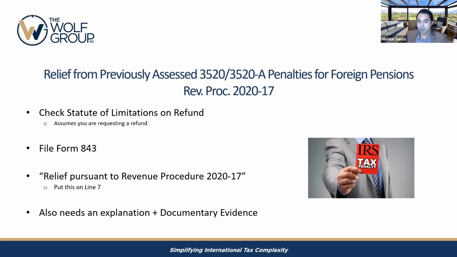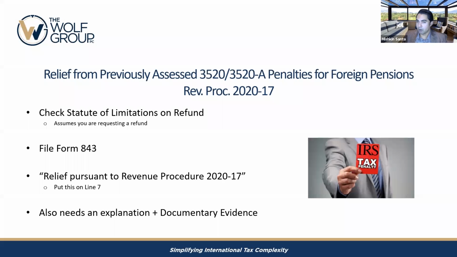So the first thing I do when someone has a penalty and I think they qualify is I put the case on two parallel tracks. One is I have my team do the analysis for the RevProc 2020-17 to confirm they qualify and that we've got good documentary evidence. The second is I will call into the IRS under Form 2848 and I'll get a full understanding of what penalties have been assessed, when they've been assessed, what's the statute of limitations for refund, all that stuff. I want to know more about those penalties than the client knows themselves. Assuming that they fall within the statute and that they do qualify, I'm then going to draft the Form 843.